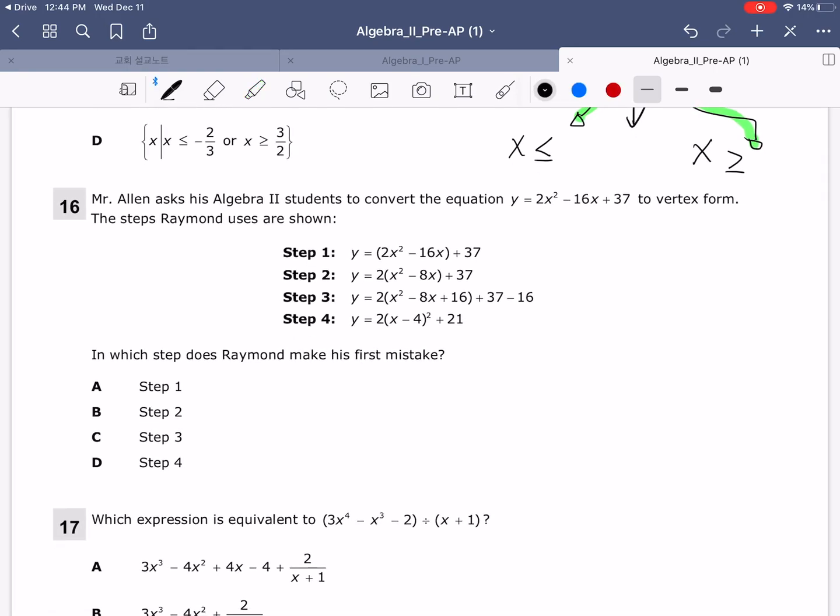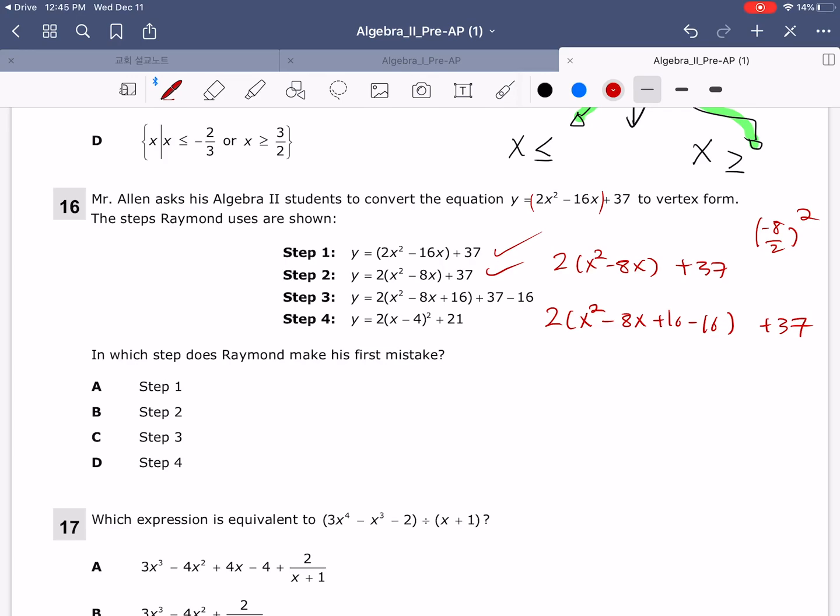Alright, next question. Changing this standard form into the vertex form. It's easy, right? As you know, first you have to set up the parentheses. So he did it right here. And second, you have to take this one out. Yep, so he did it well. Next, you have to add and subtract b over 2 squared, which means negative 8 over 2 squared, which is plus 16 and minus 16. So it has 2x squared minus 8x plus 16 minus 16.